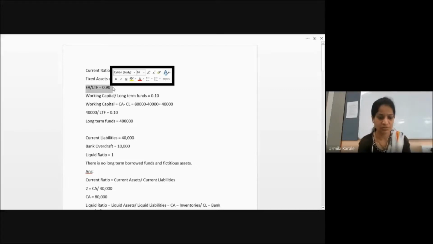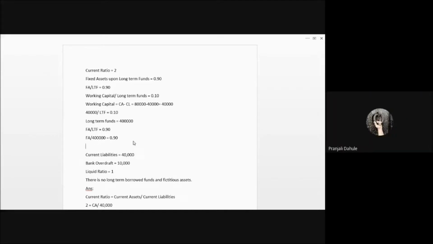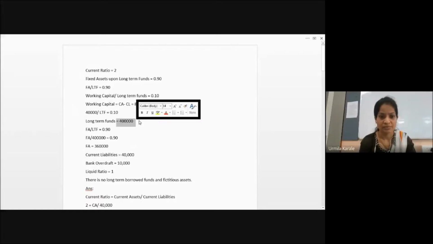If you want to put information in this formula, I'm just writing it here: fixed assets, which we don't know, divided by long term funds, which you have found out as 4 lakh. So fixed assets divided by 4 lakh equals 0.90. 90% of 4 lakh comes to 3,60,000. 4 लाख में से 40,000 is invested in working capital. So इसमें से 40,000 गए, means the remaining 3,60,000 is invested here, right?